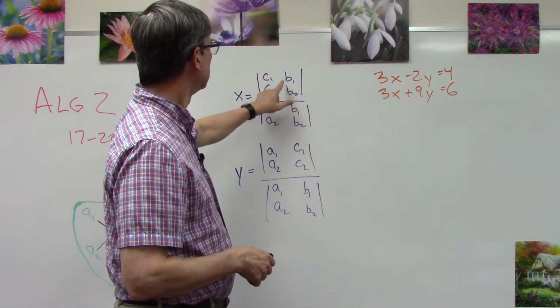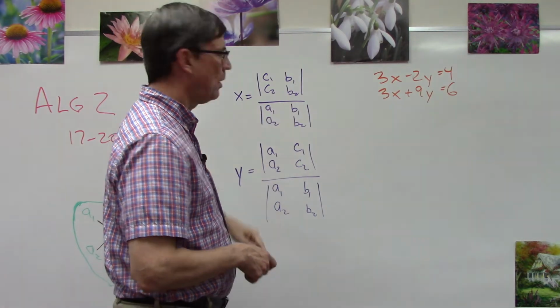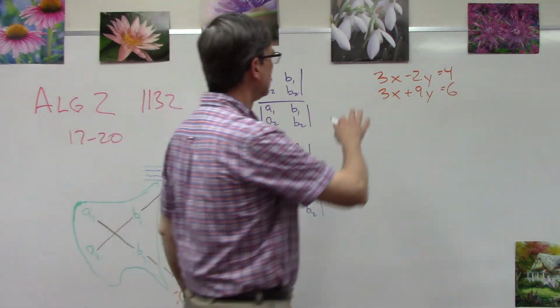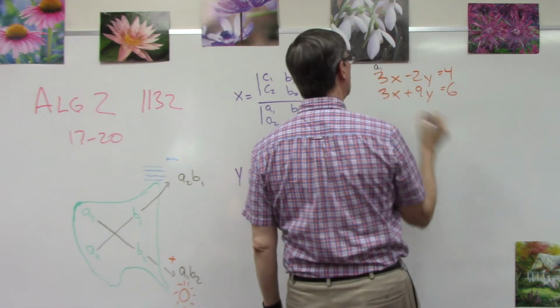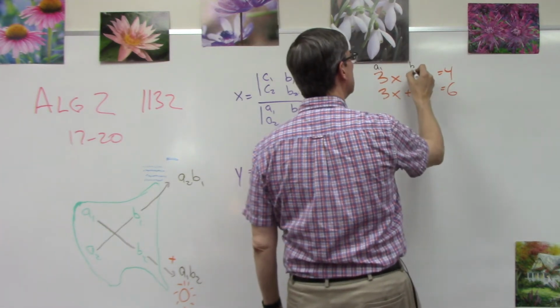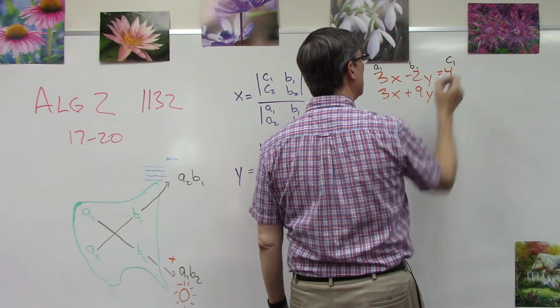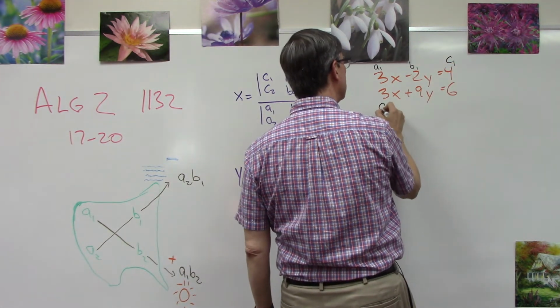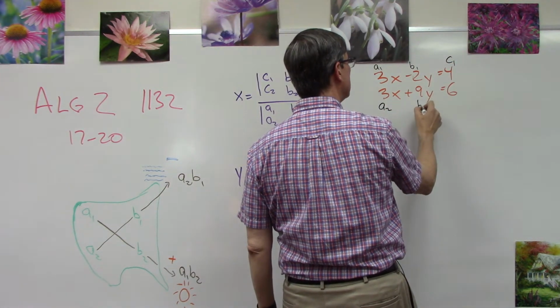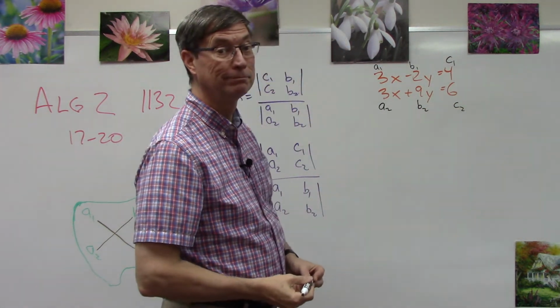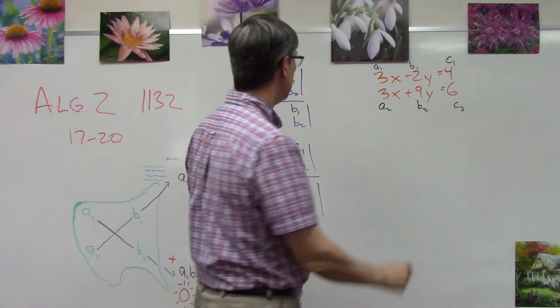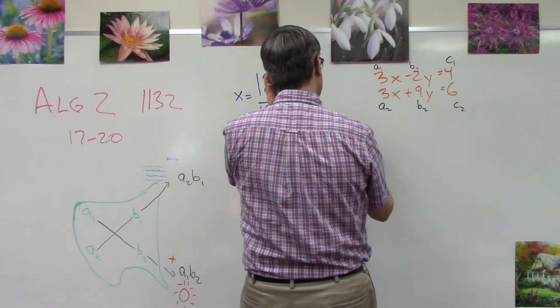Where are we going to get a1, b2, where are these numbers coming from? All right, let's look over here. This number is a1. The -2 is b1. The 4 is c1. This coefficient is a2. This coefficient is b2. This coefficient is c2. That's it. Okay? So let's solve for x.